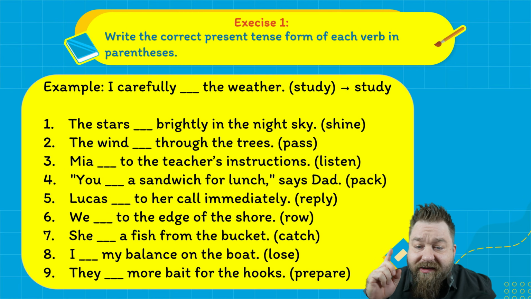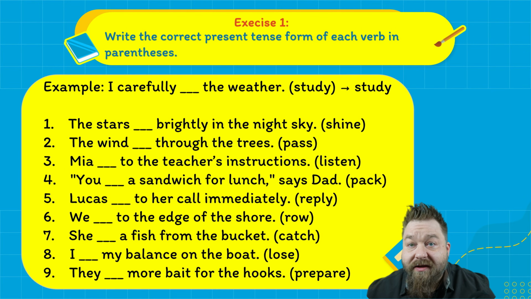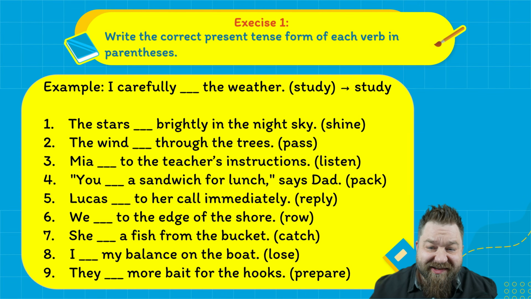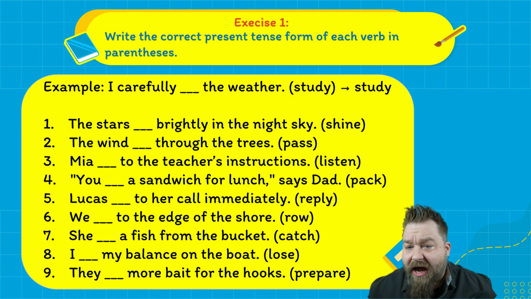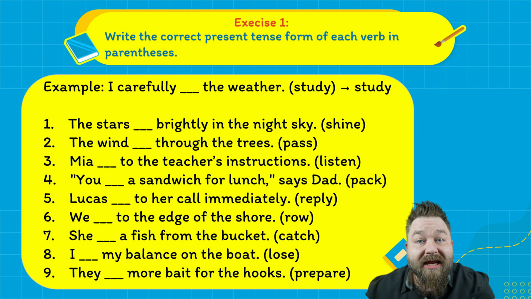Anyways, let's take a look at exercise number 1 to really lock in what we've just learned about these present tense verbs. So write the correct present tense form of each verb in the parentheses. For example, we have "I carefully blank the weather," and our verb is study. So I, remember, we don't change that verb if it's an I or a you or plural, right? Multiple people. So it's just, I study the weather. Pause this video and answer these 9 sentences.